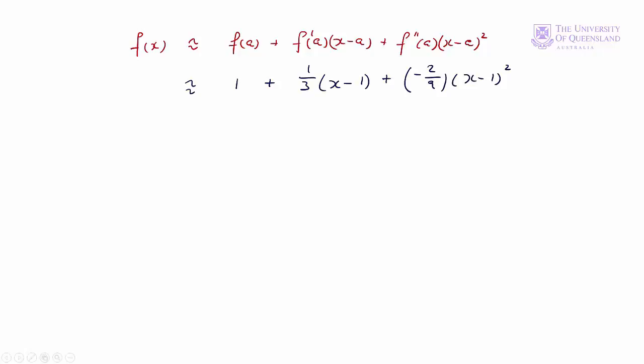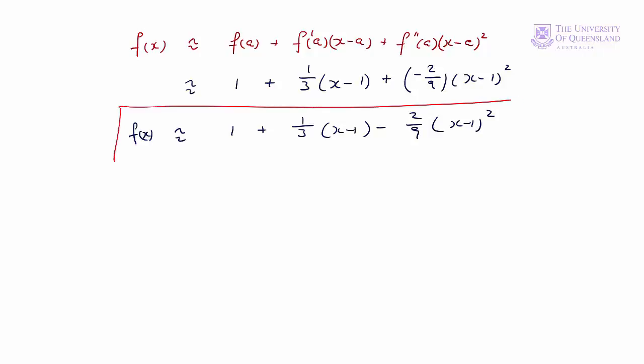We can simplify that so that f of x is approximately equal to 1 plus 1/3 times x minus 1 minus 2/9 times x minus 1 squared. This is our quadratic approximation formula for the function y equals the cube root of x around the point x equals 1. That means we can calculate approximate values for the cube root of numbers close to 1.